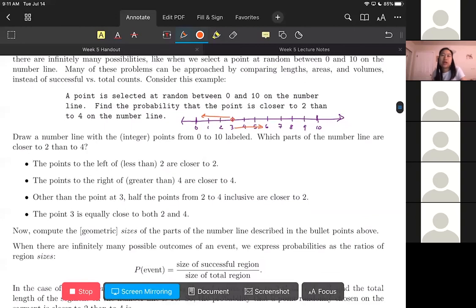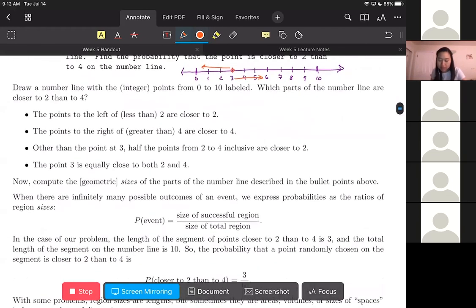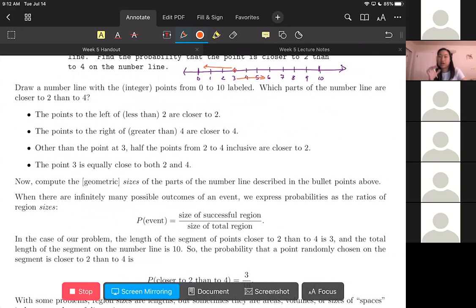So the way that we can calculate the probability that the point is closer to 2 than to 4 is by computing the lengths of these segments. If we wanted to apply our old principle of counting how many different points I could pick, we wouldn't be able to solve it because there are infinitely many points we can pick. So when there are infinitely many possible outcomes of an event, we can look at the size of the successful region over the size of the total region. So it's basically this formula here.